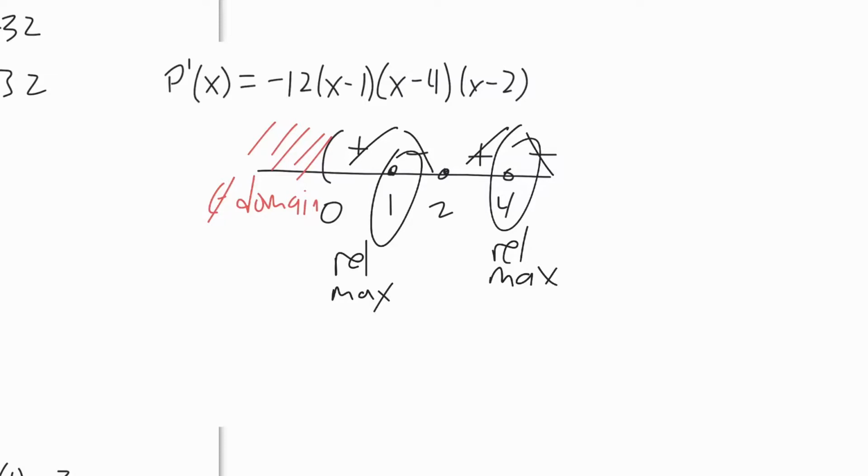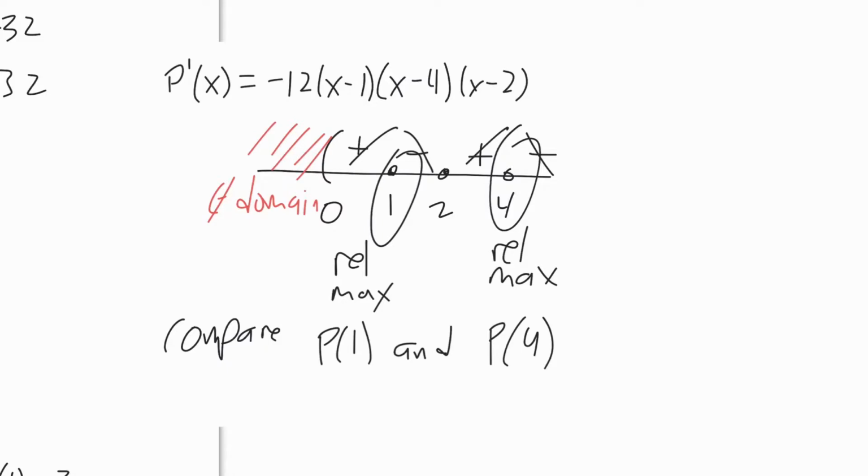And since we have two relative maxima, we need to compare them. Compare p of 1 and p of 4. We need to see which of these is actually the highest profit, because the graph might have both of the hills at the same point, or one of the hills might be higher than the other one. So we're going to need to do a little bit more work here. For reference, we found that p of 1 was equal to 5. Let's go ahead and find p of 4.